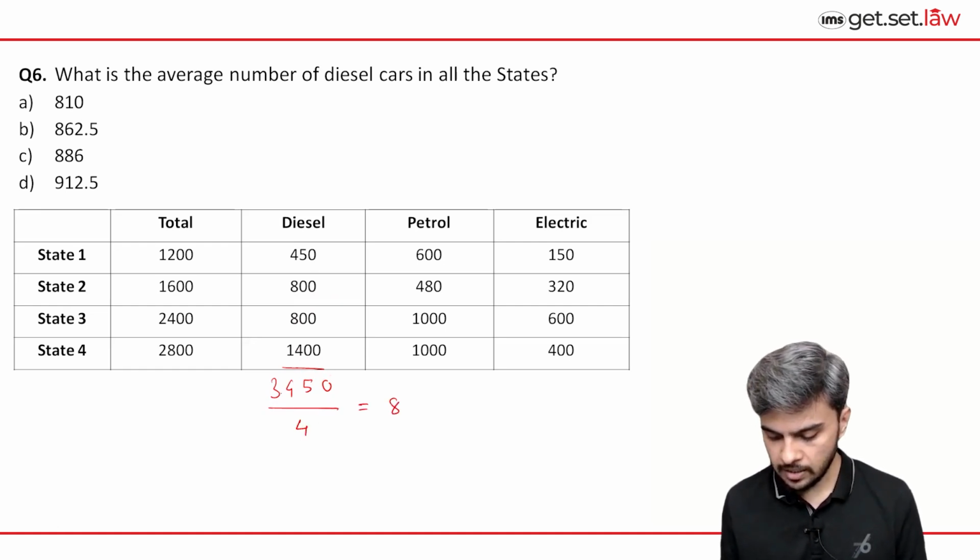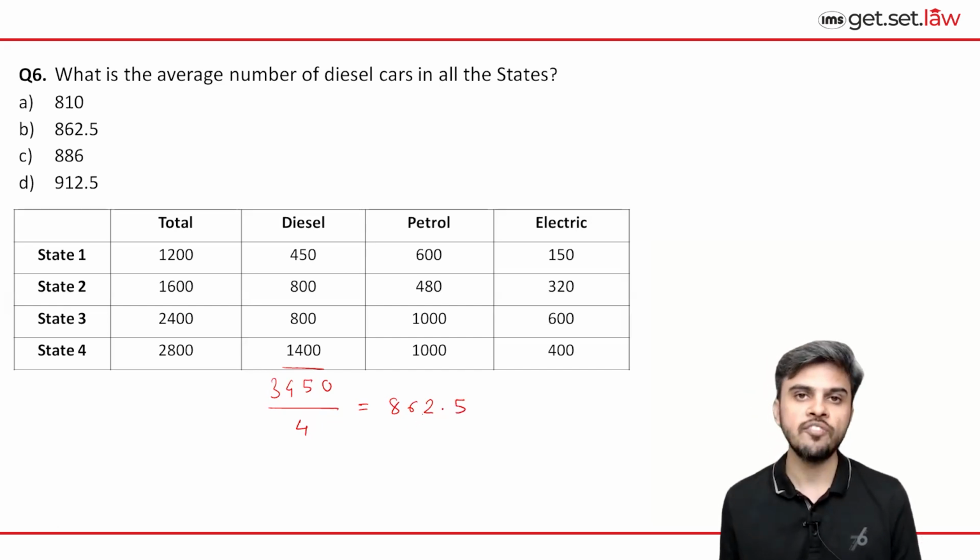So 4 into 8 is 32. Remainder is 2, so 25. 4 into 6 is 24, so remainder is 1. We get 10. 4 into 2 is 8. We get 2. So 4 into 5 is 20. So 862.5 should be the correct average. Correct answer is option B.